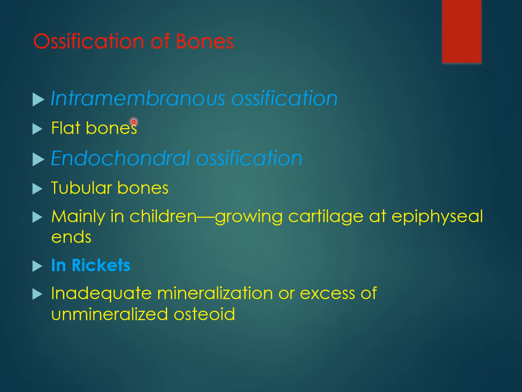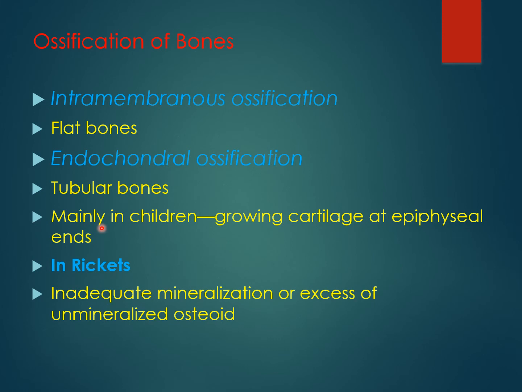Now, before we embark on the morphology of rickets and osteomalacia, we must know types of ossification. There are two types, intramembranous and endochondral. Intramembranous ossification occurs in flat bones where osteoblasts directly lay down bony matrix and then it is mineralized. Whereas in endochondral ossification, which occurs in the long or tubular bones, there is first laying down of cartilage which has to be mineralized, and then it disintegrates, and finally bony matrix is laid down, which again has to be mineralized.